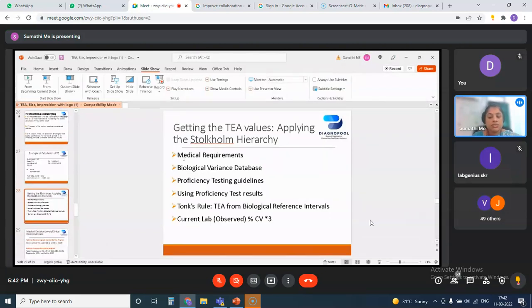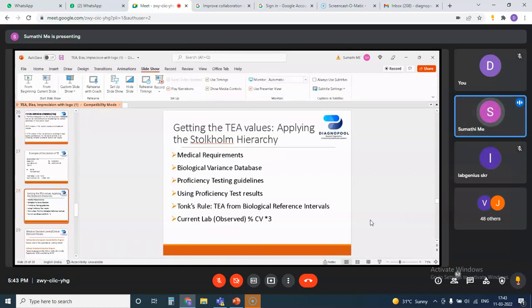So that we are going to discuss. The next choice should be the biological variance database. The third preference should be proficiency testing guidelines. And the fourth one is using proficiency testing results. And the fifth is Tom's rule, that is, TEA can be calculated using biological reference intervals and also derived from the percentage CV.